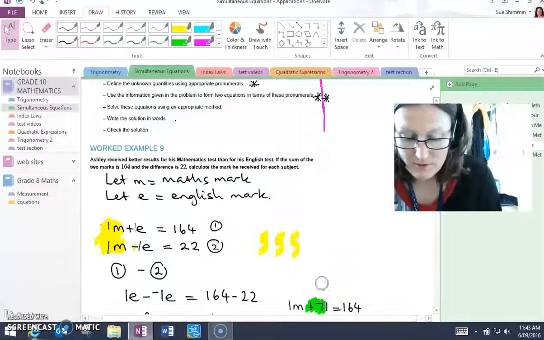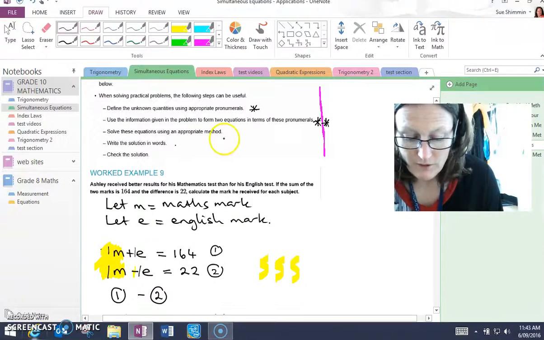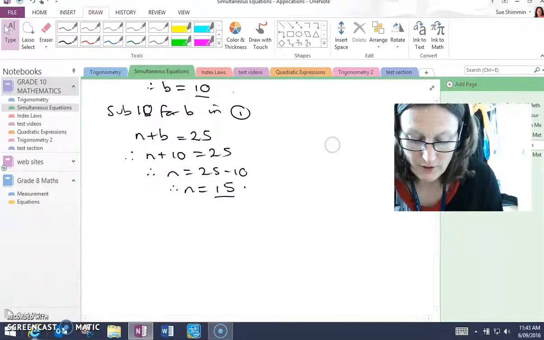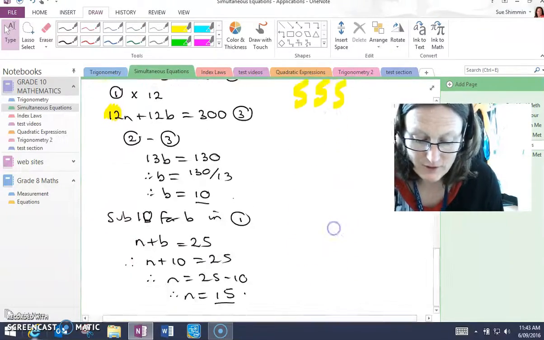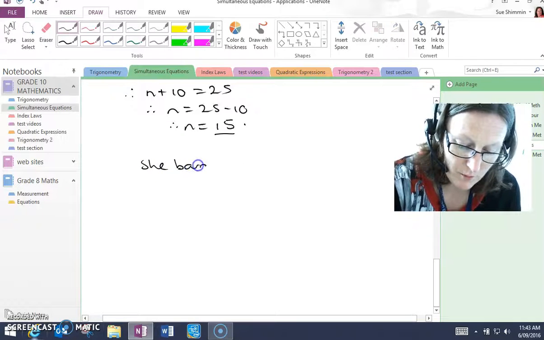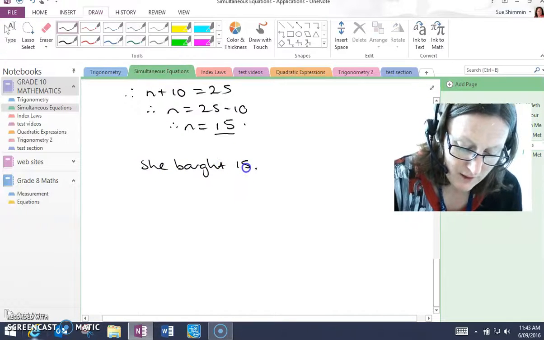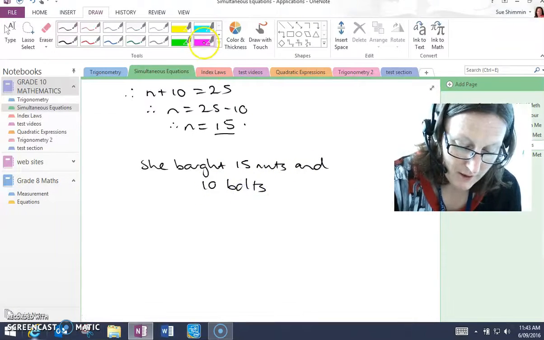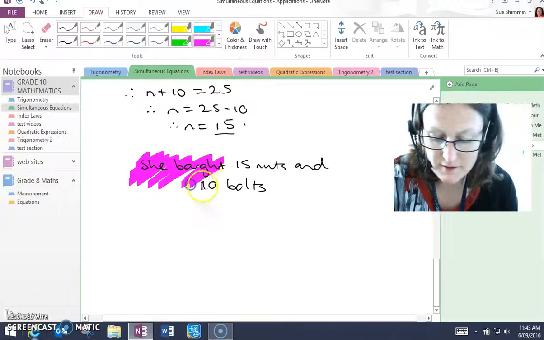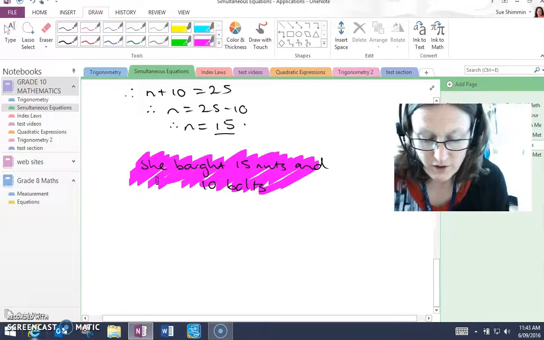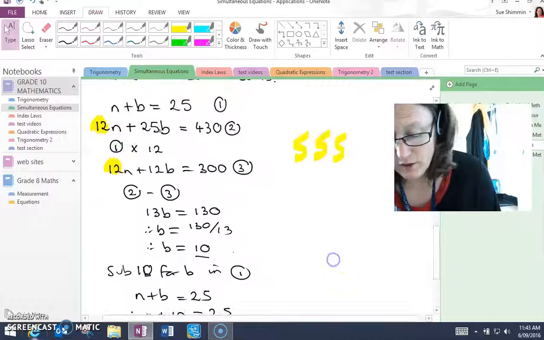So let's look at our steps above, see what we've done. We've now solved it. We've got to write the solution in words. So it started as a sentence, it's got to finish as a sentence. She bought, or Genevieve bought, she bought 15 nuts and 10 bolts. So that being our solution, we're writing it as a sentence because it started as a sentence. And again, we can do a check to see if we're right. I just did a quick common sense check.